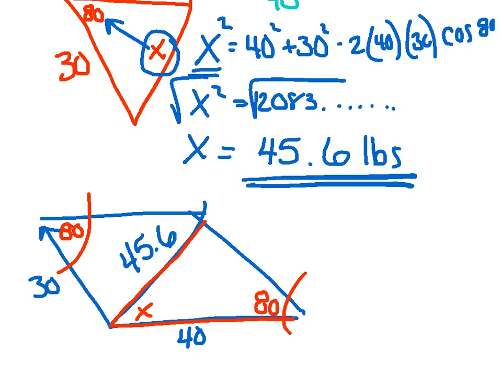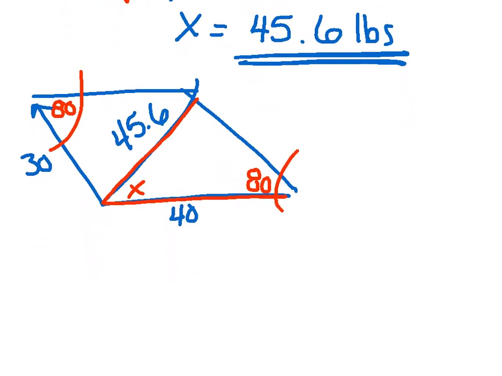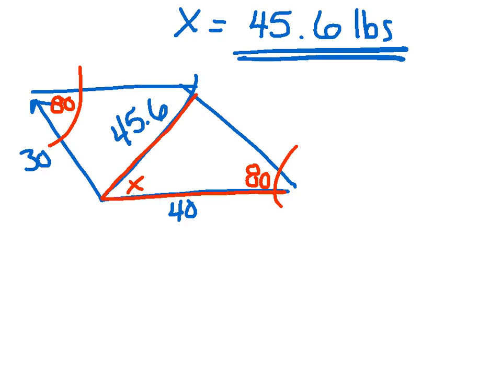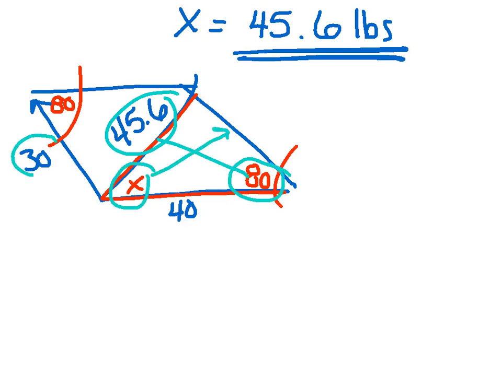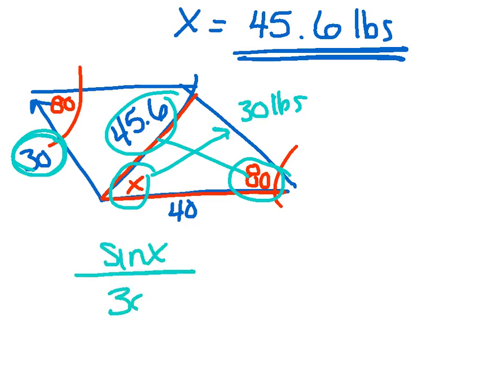All right. So let's see, do we have law of sines or law of cosines? Well, it looks like I've got side and angle opposite, and I've got this angle. Do I know the opposite side? Well, don't forget, you knew this side was 30, which implies this side is 30 pounds. So I can do law of sines. I'm going to say the sine of x over side 30 equals the sine of 80 over 45.6. Nice cross multiply.